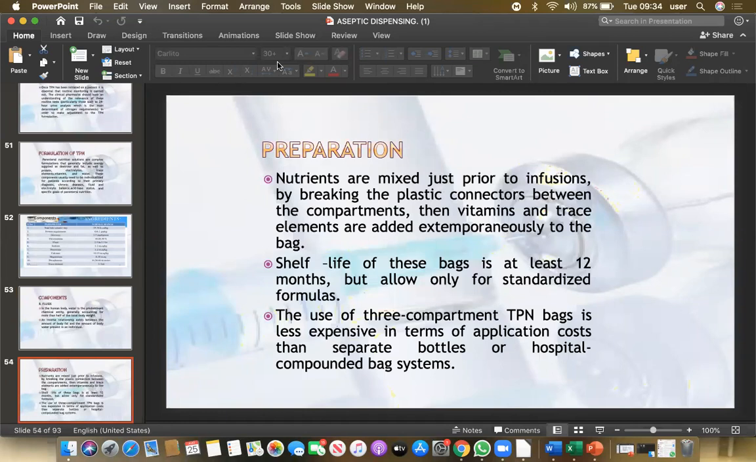Nutrients are mixed. Now, how to mix the nutrients? Nutrients are mixed just prior to infusion by breaking the plastic connectors between the compartments. Then vitamins and trace elements are added extemporaneously to the bag. Shelf life may be up to 12 months. The use of a 3-compartment TPN bag is less expensive in terms of application cost than separate bottles or hospital-compounded bag systems.